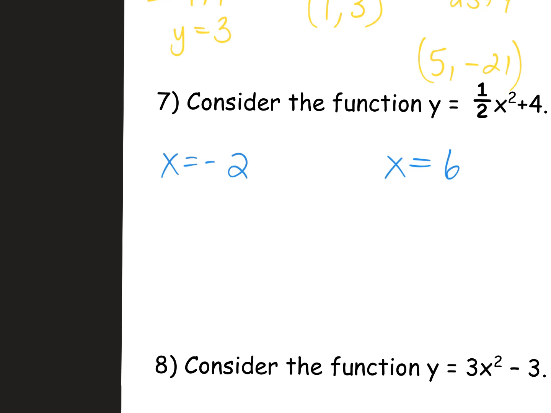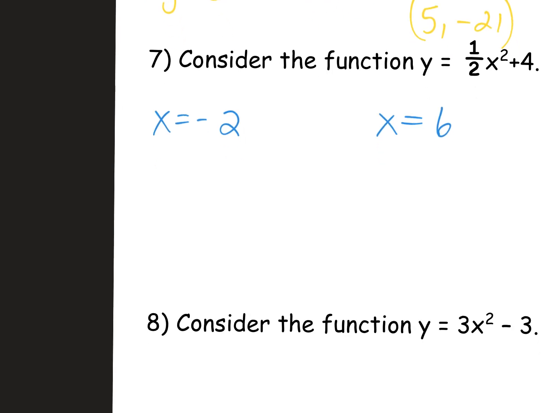On your quiz, this is what I should be seeing. You guys will not have a calculator, so you're going to have to do some calculations here. When I plug in negative 2, notice where the negative is. Where is it? It's inside the parenthesis. That's saying negative 2 times negative 2, which is what?